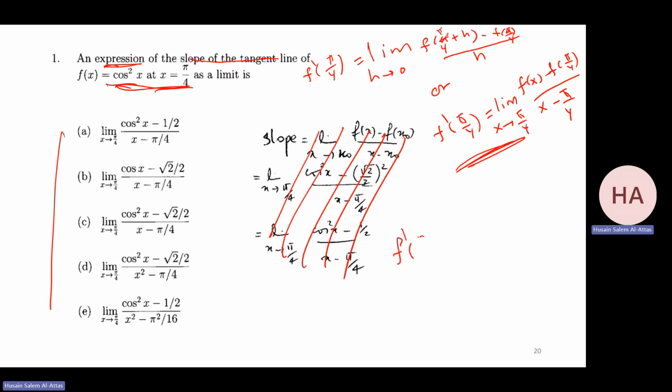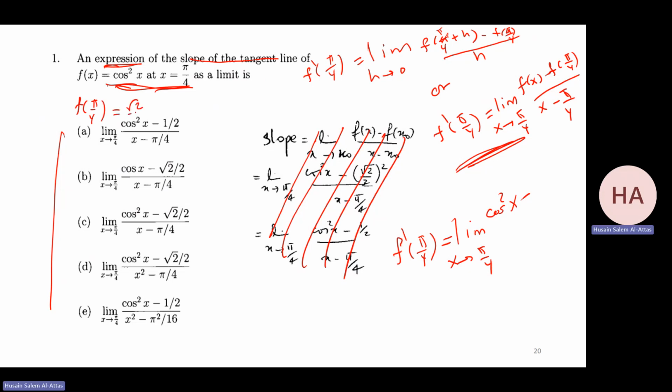f prime at pi over 4 will be what? The limit x goes to pi over 4 of f of x, which is cosine squared x, minus. What is f of pi over 4?